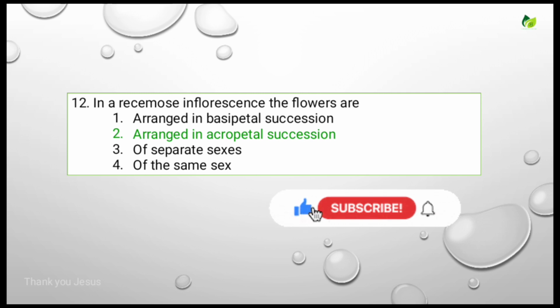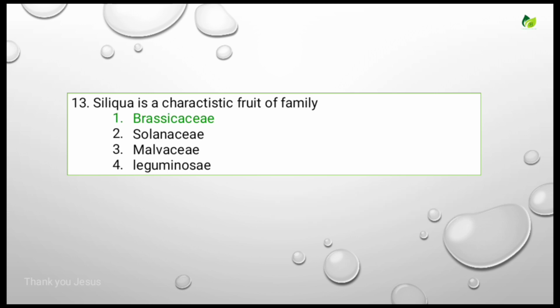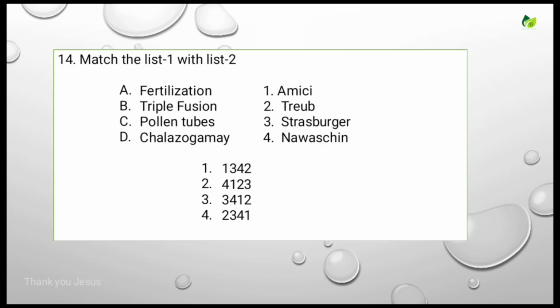Let's see the next question. Siliqua is a characteristic fruit of the family. Options are Brassicaceae, Solanaceae, Malvaceae, Leguminaceae. The correct answer is Brassicaceae. So Siliqua is a Brassicaceae fruit. Okay. So let's see the next question.